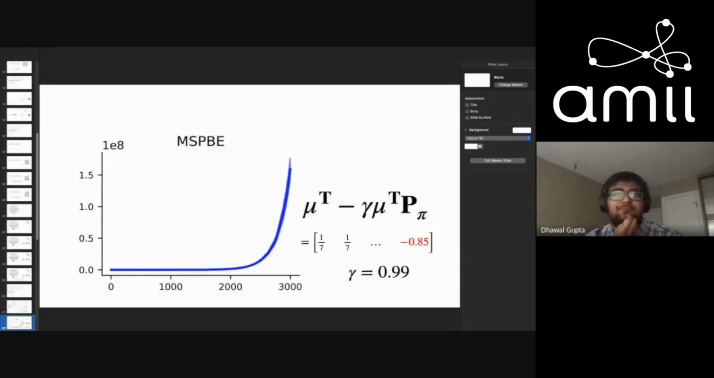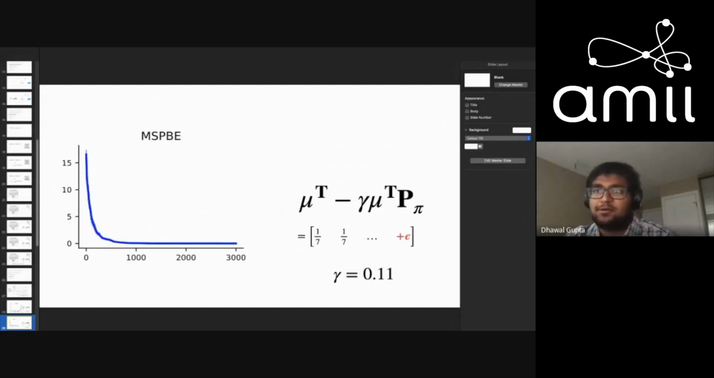Now, in the normal Baird's counterexample case, we see that SGD diverges, the normal update diverges, and the mean squared projected Bellman error goes to infinity. But if we reduce the gamma to 0.11, which makes this vector have a positive element over here, we actually see it converge to 0 PBE.